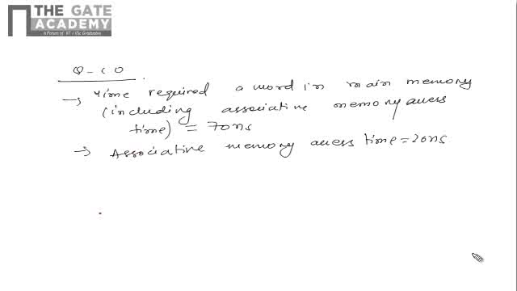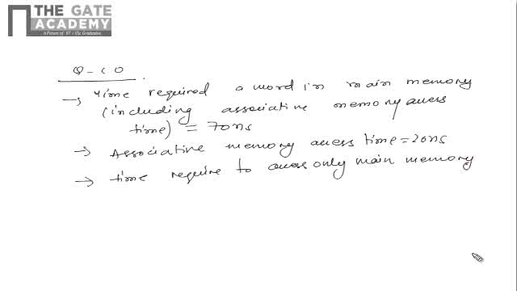Now, how much time will it require only to access the main memory? The time required to access only main memory is, sorry, 70 minus 20, that is 50 nanoseconds, right? Fine. So therefore, what will be the EAT then? Just say for example, we have assumed the hit ratio as H.